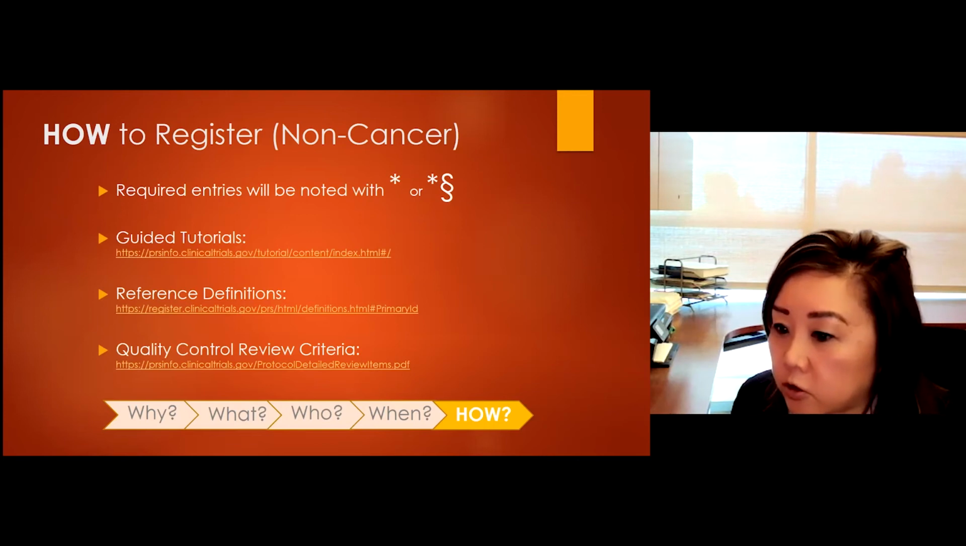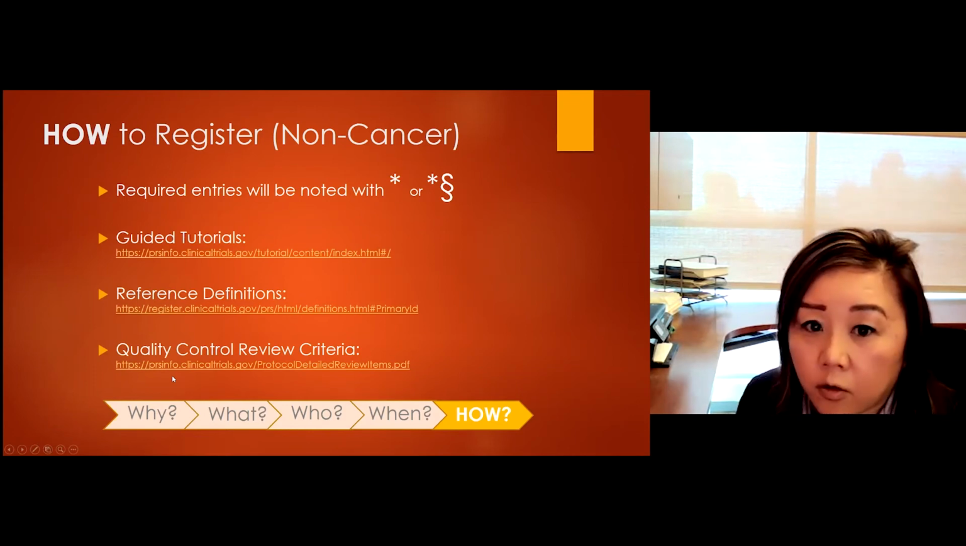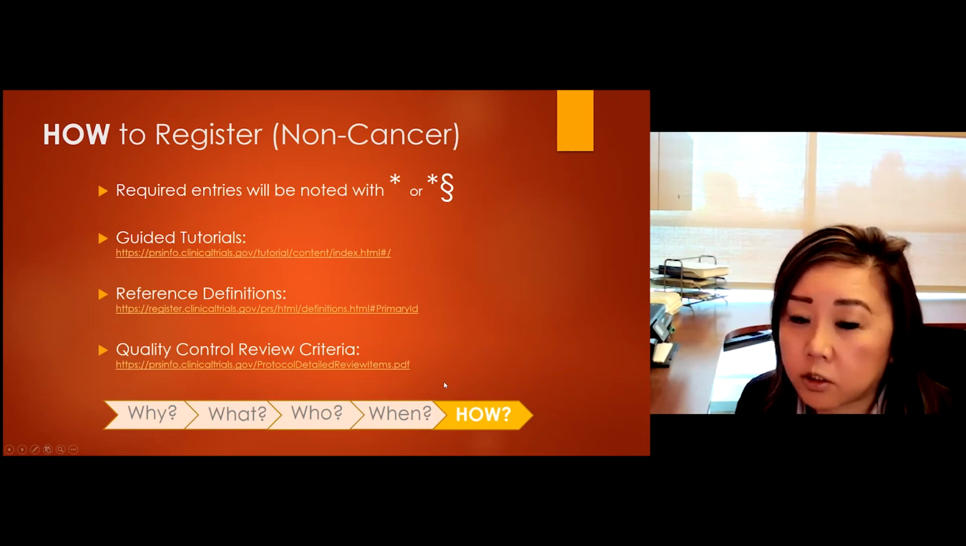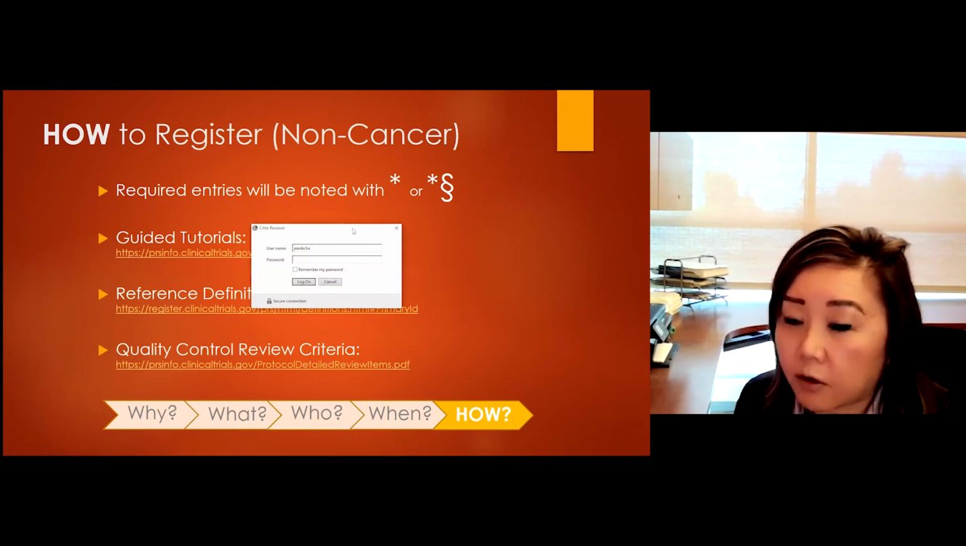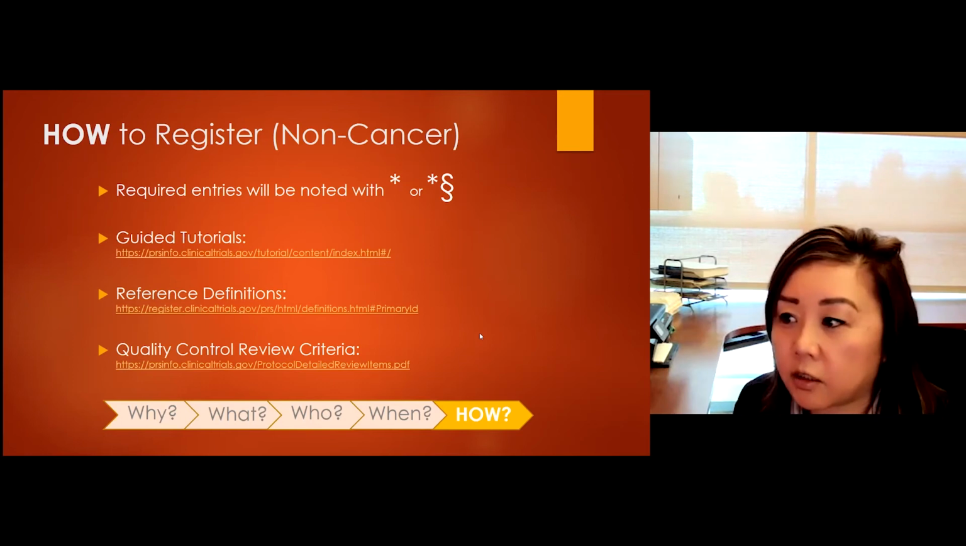And then also when you're registering, just be sure to know that the sections marked with an asterisk are required entries. There are a number of guided tutorials and reference definitions. And this is also the quality control review criteria that they go by, so this is also helpful information. Oftentimes when people ask me how to enter data, I will walk them through these resources on the clinical trials site. And if you read through some of these definitions, it'll explicitly tell you how to enter the information and what data they're looking for.